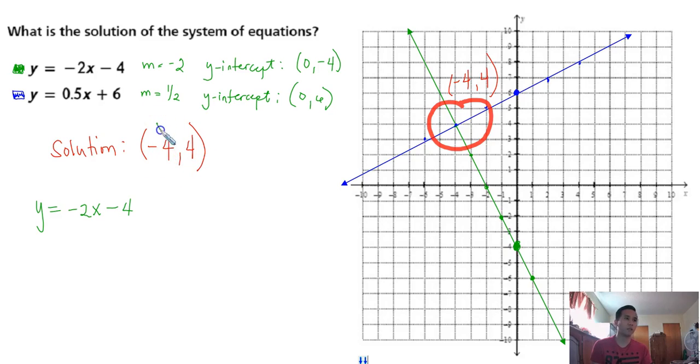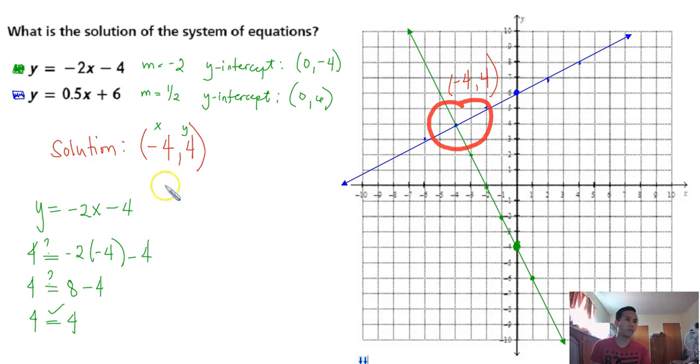I'm going to plug that in. This is the value of x and this is the value of y. So, is 4 equal to -2 times -4 minus 4? I'm going to simplify that. -2 times -4 is +8, minus 4. Are they equal? 4 is equal to 8 minus 4, which is 4. Therefore, this is correct.